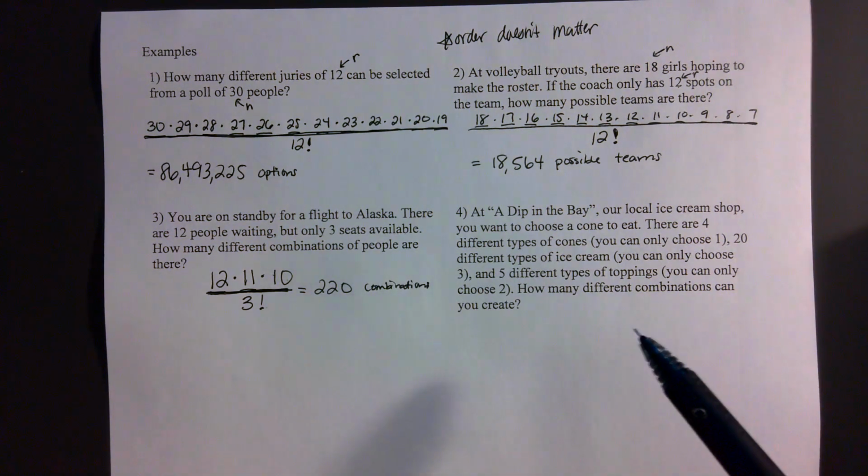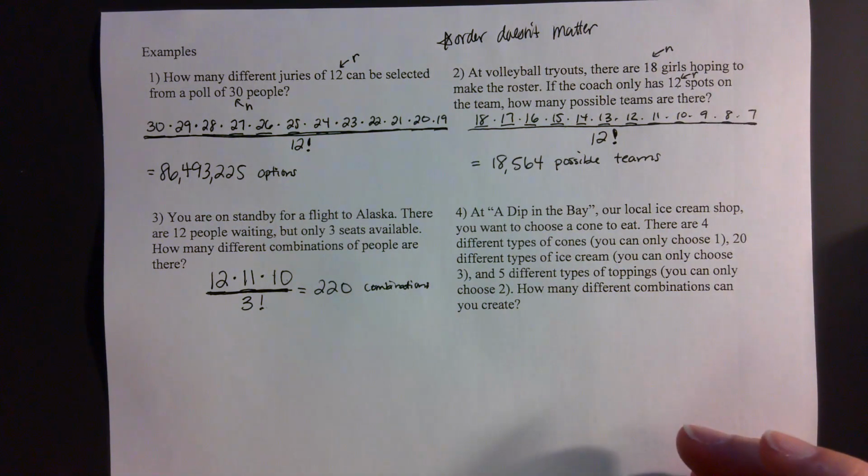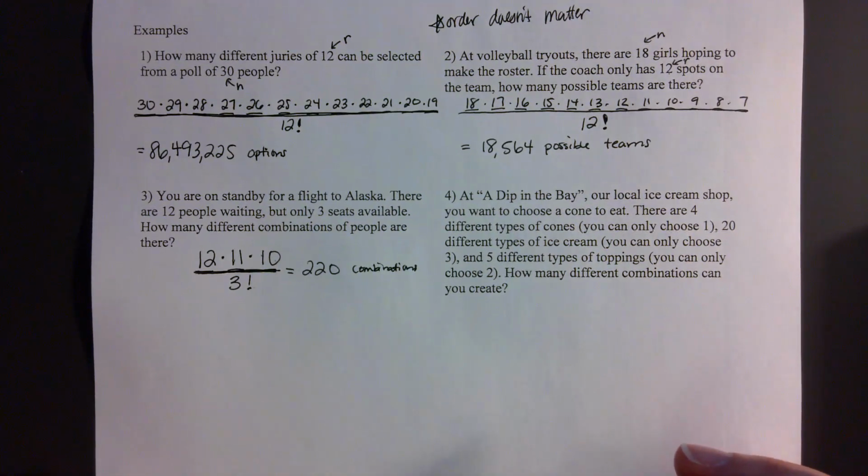Taking a look at the very last question, we have at a Dip in the Bay, our local ice cream shop, you want to choose a cone to eat. So there are 4 different types of cones, and you can only choose one. You can choose 20 different types of ice cream, and you can choose only 3. And you have 5 different types of toppings, and you can only choose 2. How many different kind of combinations can you create?